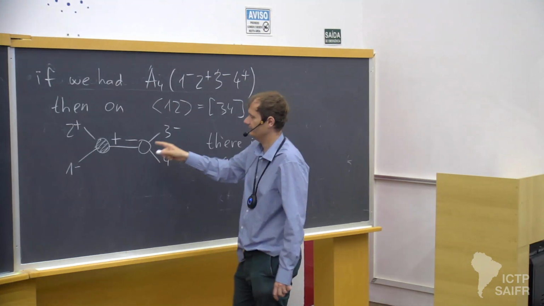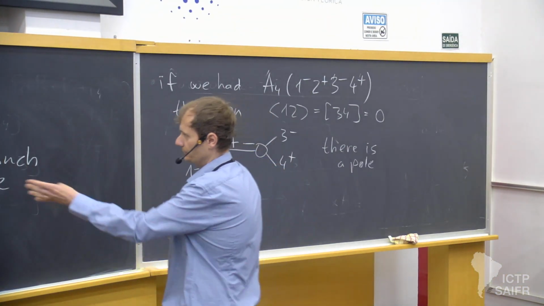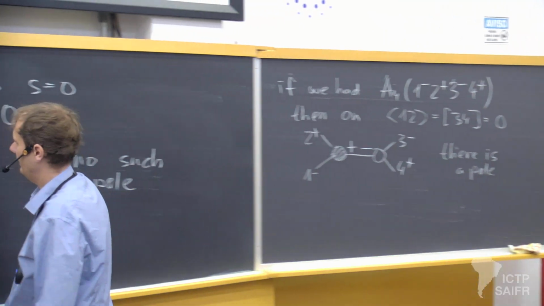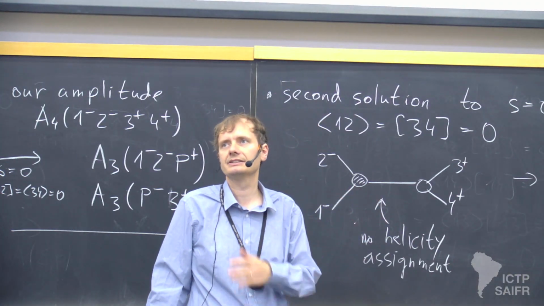There is a pole, and it must factorize. Using this, the picture gives you how it factorizes. Okay, any questions about this? Yes?